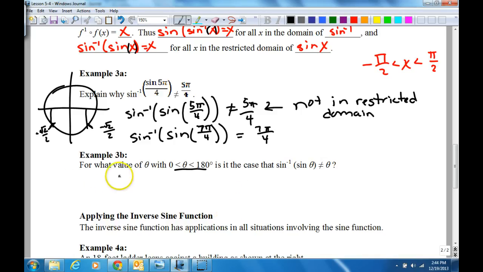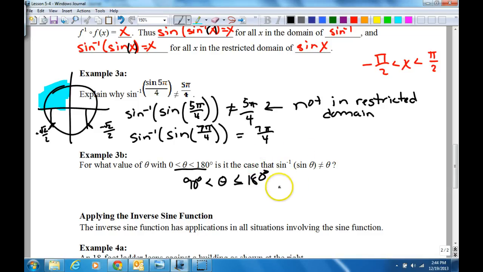Okay, so now look at your unit circle. Yes, right here, in this range, it does not equal it, right? Because that's outside the restricted domain. So anything between 90 degrees and theta less than 180 would be what doesn't work.